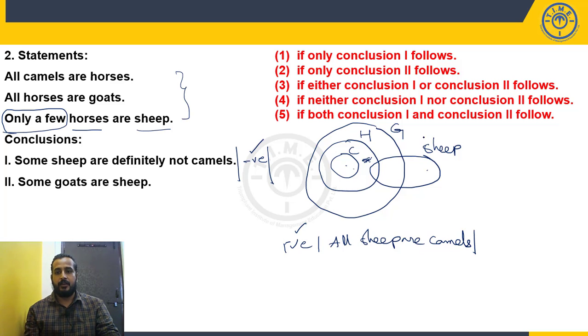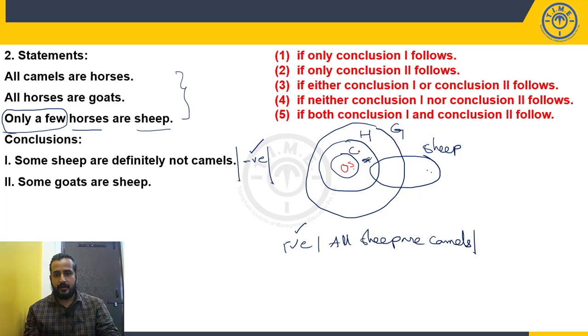All sheep are camels. Can you place all sheep within a camel? All sheep should go inside the camel without violating the statement. Is that possible? Let's check it. Sheep is here, camel is here. So sheep should be inside the camel. So placed. Now let's cross check it.